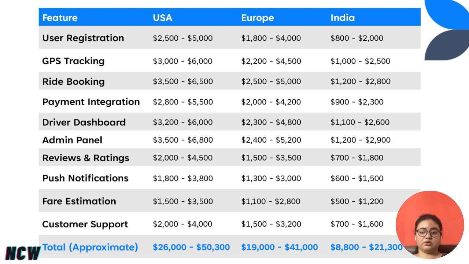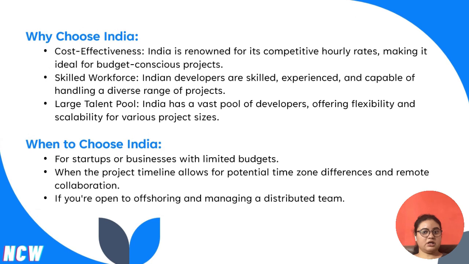The total approximate cost, if you're looking to build in the USA, would be around $26,000 to $50,000, while in Europe the total cost would be between $19,000 and $41,000, and in India the total cost would be around $8,800 to $21,300. So, if you're looking for the best option under budget, you can look into India because of its cost effectiveness, its skilled workforce, and large talent pool.